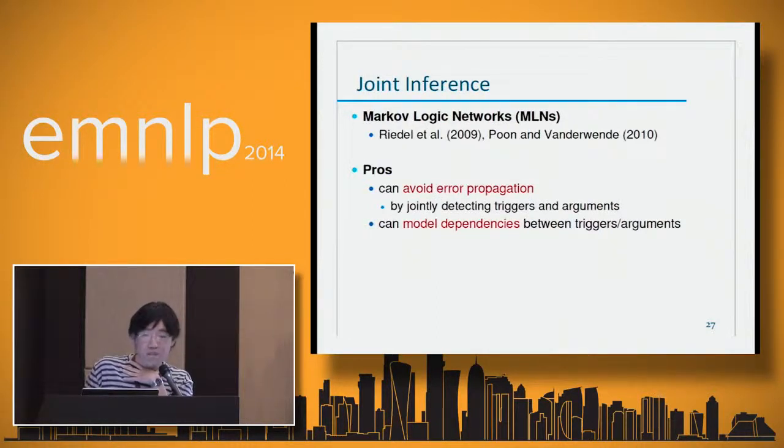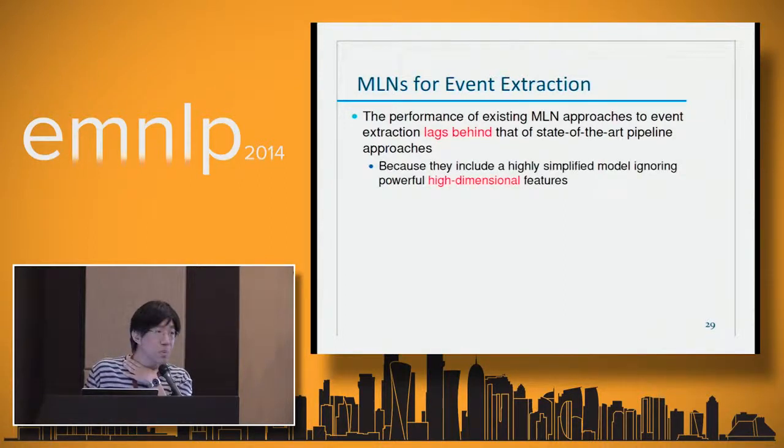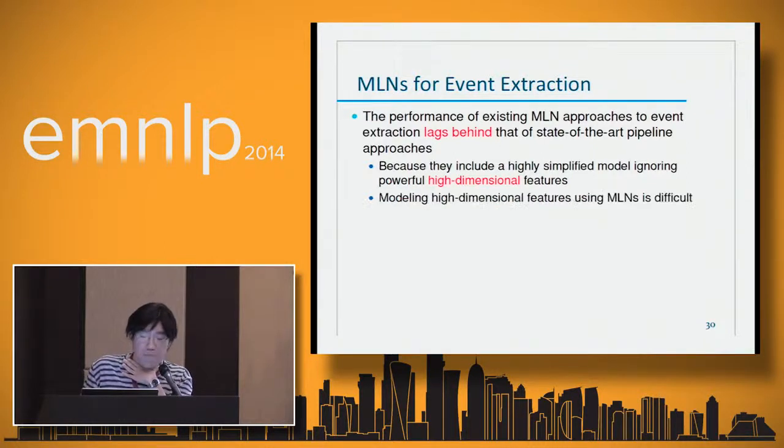And so one possibility is to make use of joint inference using Markov logic networks. The pros of MLNs is that they can avoid error propagation by jointly detecting triggers and arguments. And also these MLNs can model dependencies between triggers and arguments easily. Okay? But the performance of existing MLN approaches to event extraction lags behind that of state-of-the-art pipeline approaches. Why? Because they include a highly simplified model ignoring powerful high-dimensional features. But why do they include a highly simplified model? Because modeling high-dimensional features using MLNs is difficult.